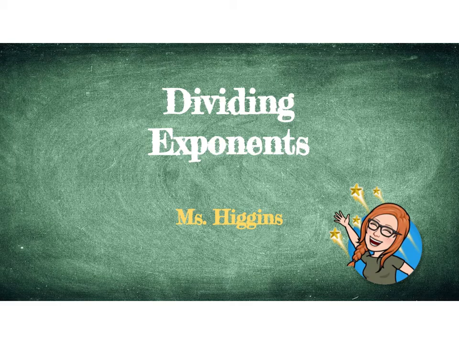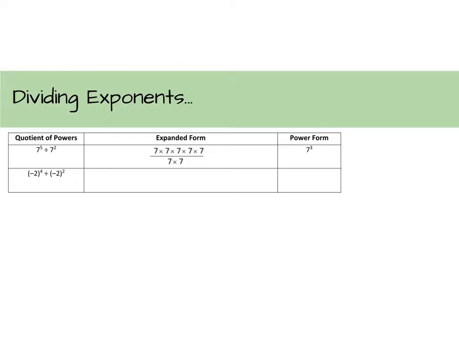Next, we're going to look at dividing exponents. When we're dividing exponents, we can set it up like a fraction. So in the numerator here, we have 7 multiplied by 7 by 7 by 7 by 7, which gives us our 7 exponent 5. And then we're going to divide by 7 squared, which is 7 multiplied by 7.